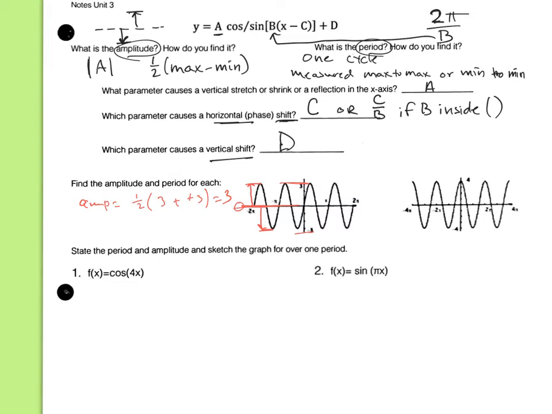Now the period is measuring it from high to high or low to low. So I'm going to pick on these two spots right here. This is my high and this is my high. It's basically a straight line measurement. So this is your period.